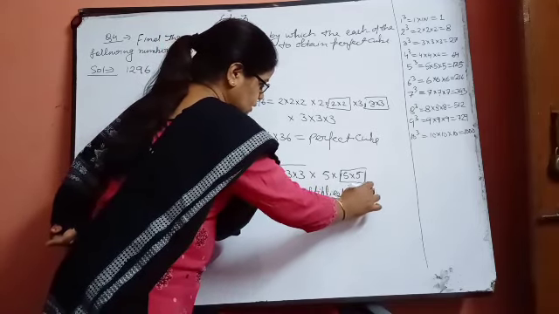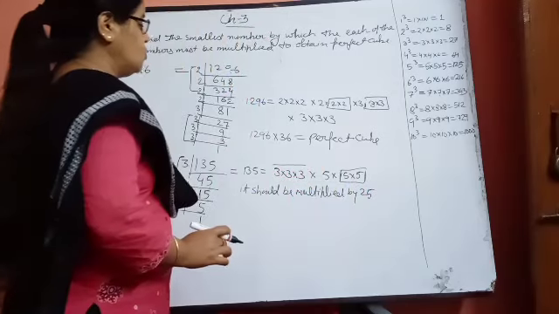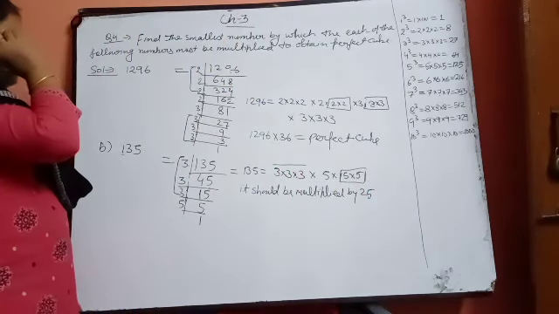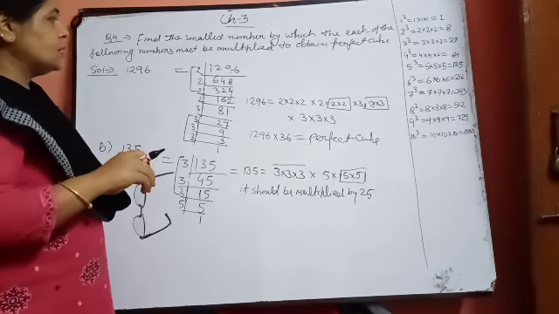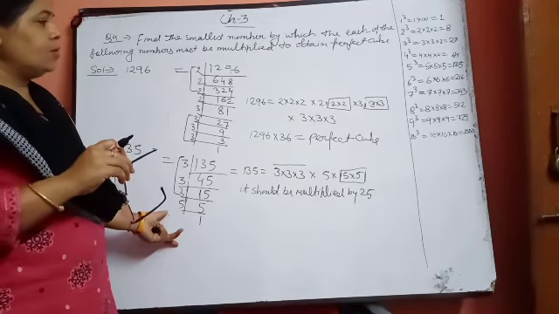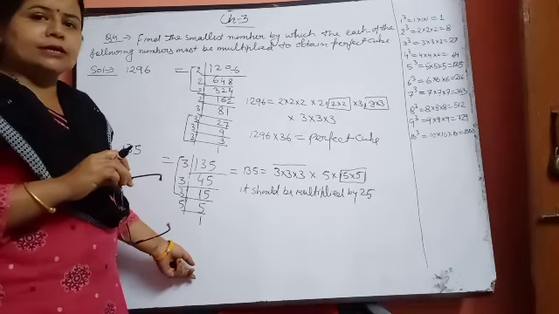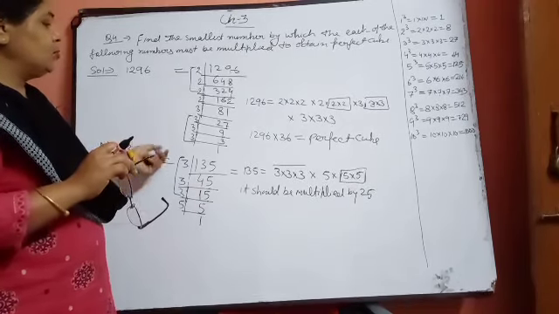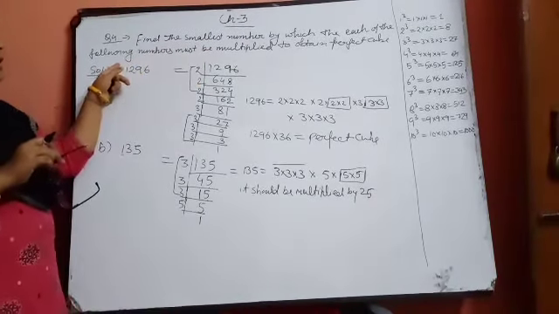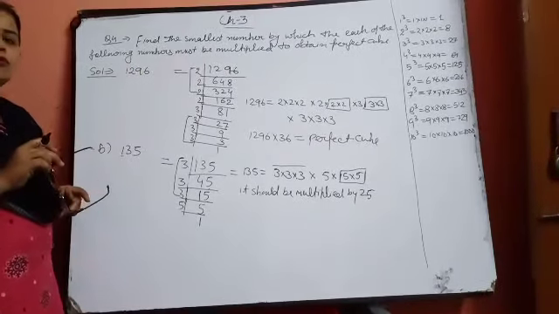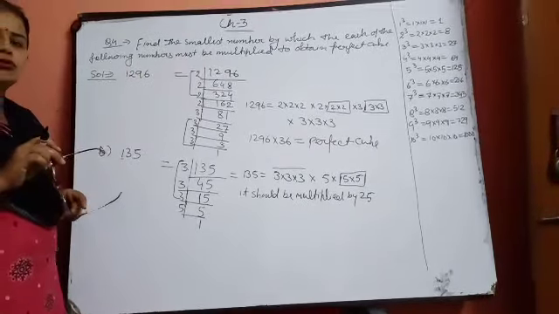In your answer sheet it is written 5. That is wrong. You just do your own solution and follow that. Okay, and send me your solutions so that I can check your answers. In this way, the rest of the parts of this question you will do yourself. Now I am proceeding to the next question. Here we have done by which number it should be multiplied. In the next question we are going to find by which number it should be divided to make it a perfect cube.